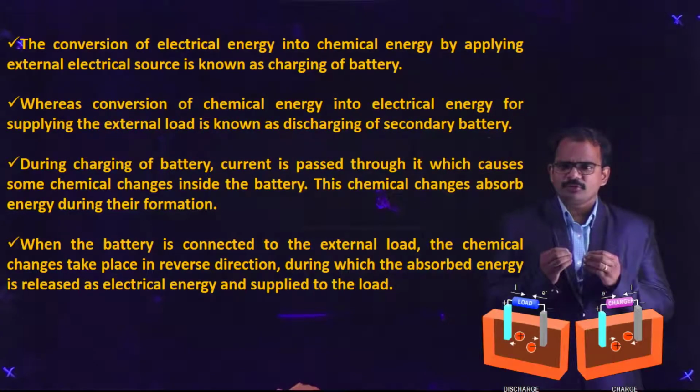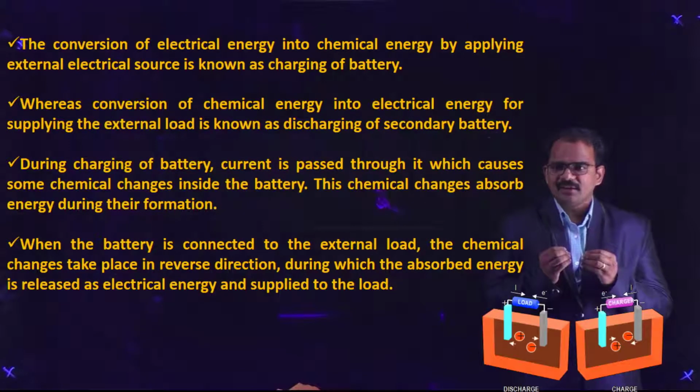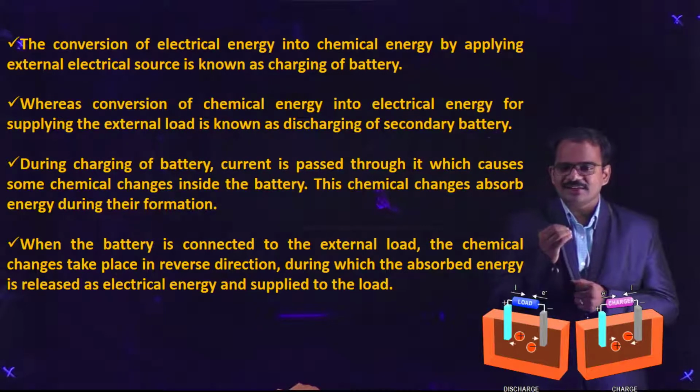The conversion of electrical energy into chemical energy by applying the external electrical supply is known as the charging of a battery. So during this charging, the electrical energy will be converted into chemical energy and get stored inside a battery by means of a chemical reaction, and this chemical reaction will absorb the energy.